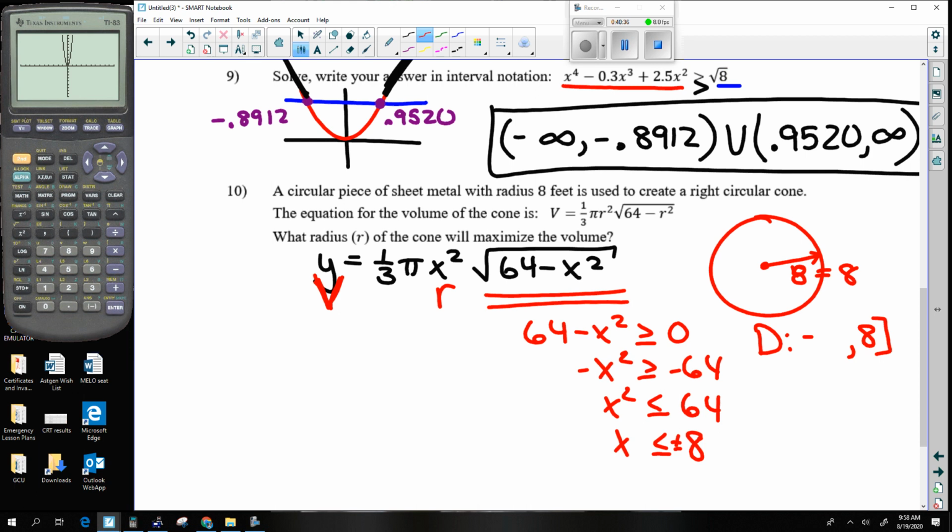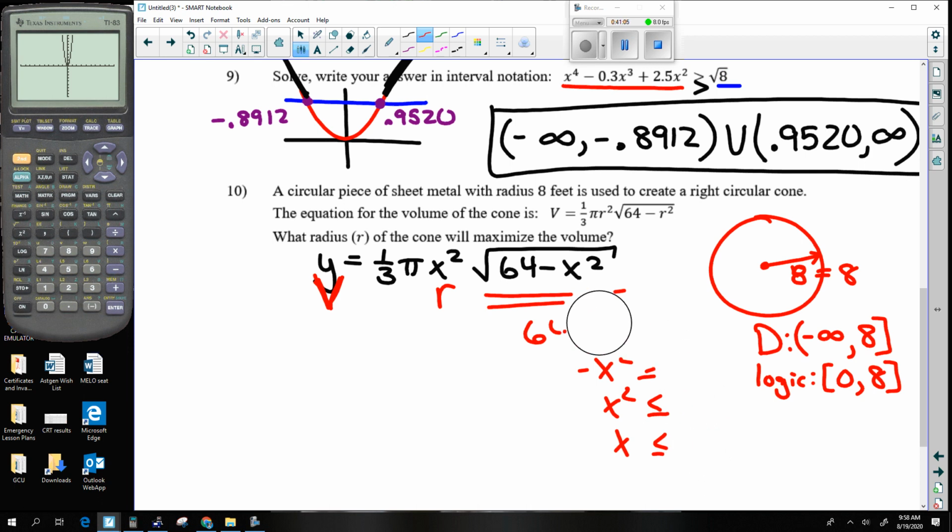Technically, there is nothing else constraining the domain on the low side. However, a logical domain says that a radius can't be less than 0. So logically, this would be it. However, the actual mathematical domain would be negative infinity to 8.